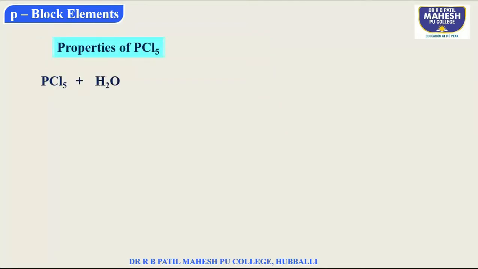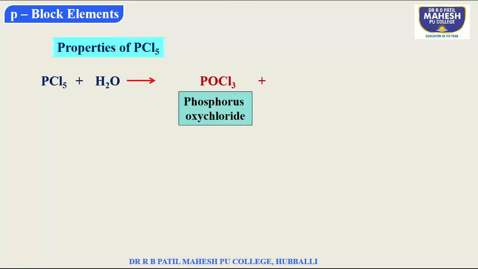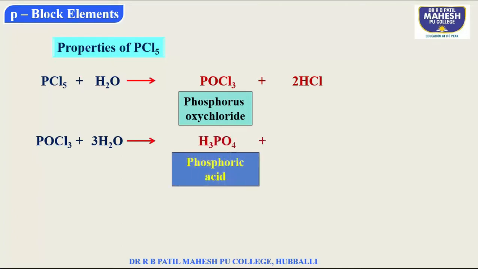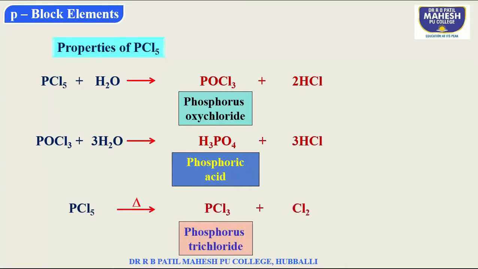Properties of phosphorus pentachloride. When it undergoes hydrolysis, it is going to give POCl3, phosphorus oxychloride, and hydrochloric acid as products. This reaction does not stop here, it continues. Phosphorus oxychloride further reacts with water to form phosphoric acid along with hydrochloric acid. Phosphorus pentachloride on heating decomposes to form phosphorus trichloride and chlorine gas.